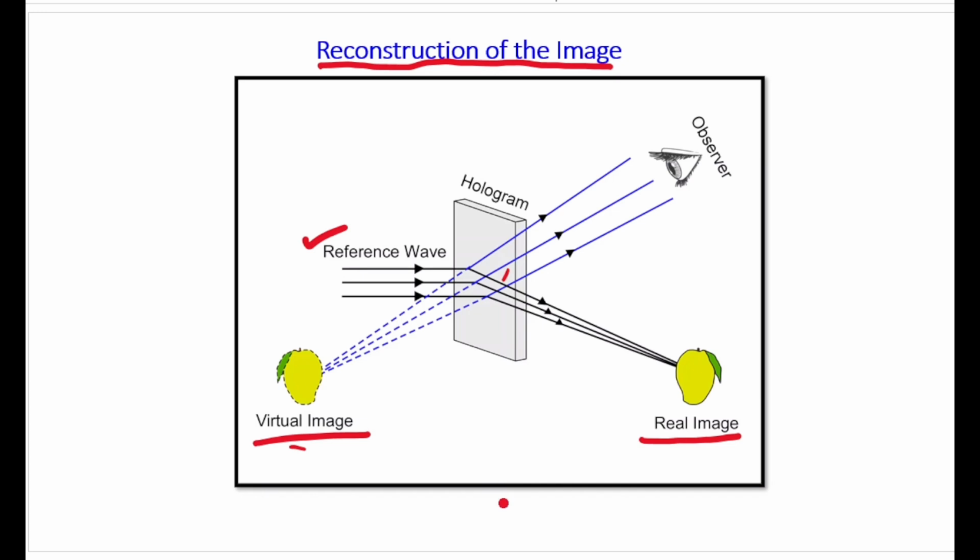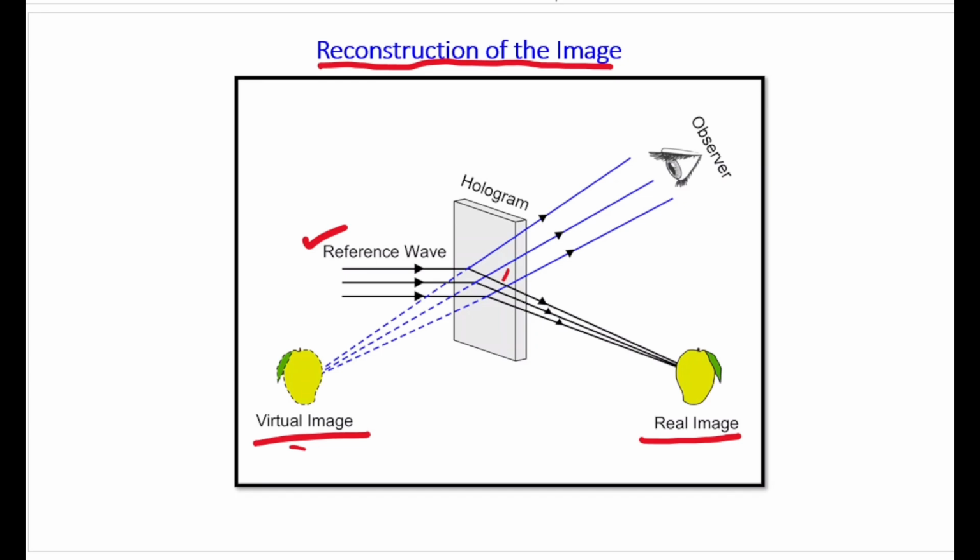The observer can see this virtual image. If the observer moves to a different position and looks around the image, to some extent it will look like the real object. Remember that the virtual image of the hologram is only for viewing. This is how the reconstruction of the image from the hologram is done.